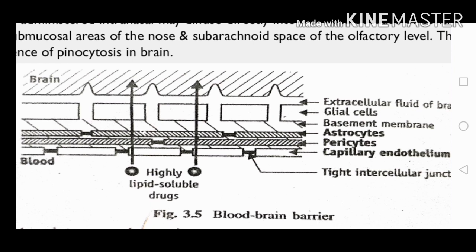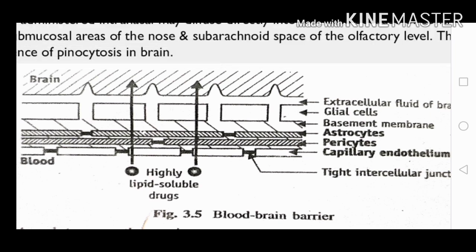Above that is the basement membrane, above that is the glial cells, and last is the extracellular fluid of the brain. So only highly lipophilic drugs have the tendency to cross the blood-brain barrier, whereas polar drugs like penicillin do not cross the blood-brain barrier easily, unless in conditions like encephalitis or meningitis, where the blood-brain barrier becomes more porous. At that time it is feasible for these drugs to cross. Moreover, the presence of specialized cells like pericytes and astrocytes are the elements of supporting tissues found at the base of the endothelial membrane, which form a solid envelope around the brain capillary.